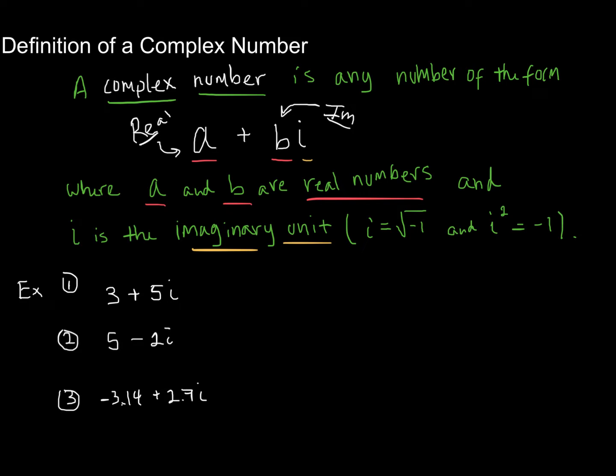Okay, so with that in mind, let's take a look at a couple of examples. 3 plus 5i. So here, the real part is 3. The imaginary part is 5. Think carefully about this here. Is there any way that I can simplify this? Can I, for example, add 3 and 5i?